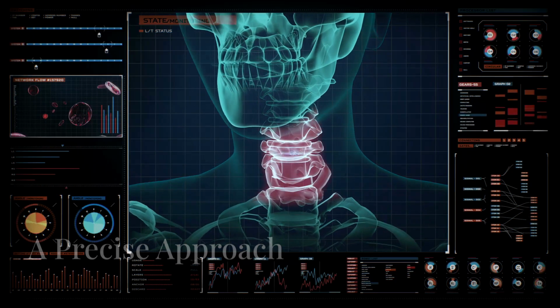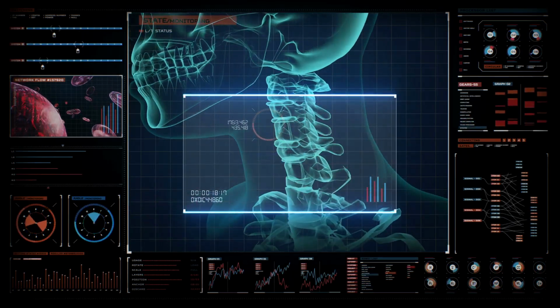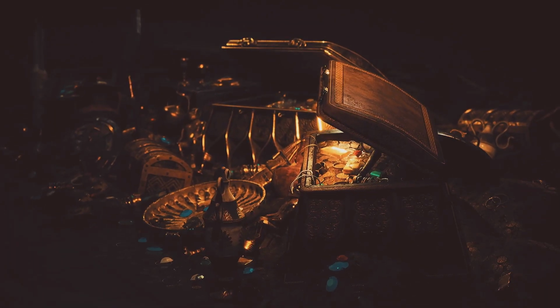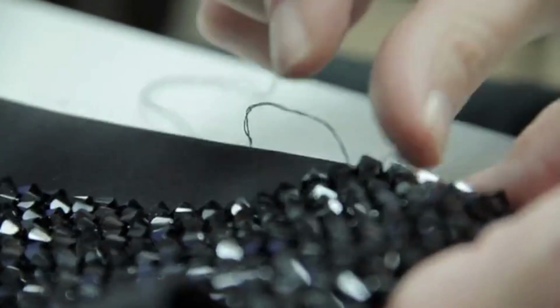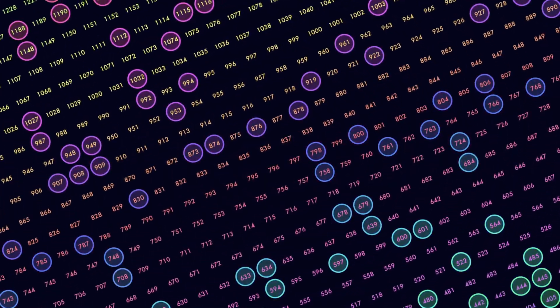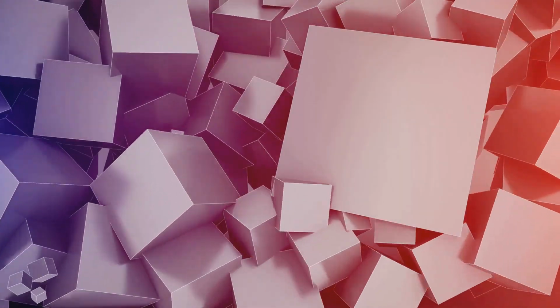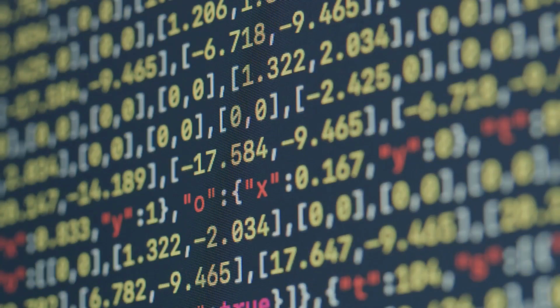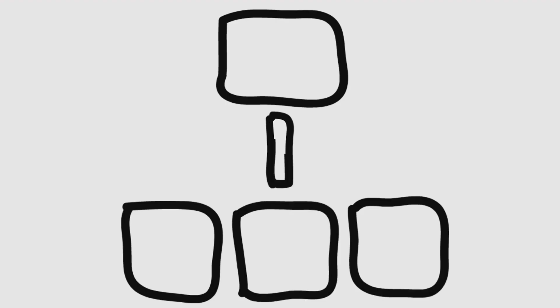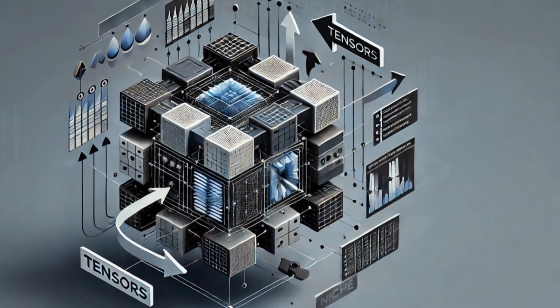Section 1, Accessing Tensor Elements, a precise approach. Imagine having a treasure chest filled with valuable gems. That's akin to what we do with tensor indexing. We use indices to access elements in a tensor. Tensors can have multiple dimensions, so we need a set of indices. In PyTorch, indexing starts at 0. We use square brackets after the tensor's name. For example, this would give us the value 1.